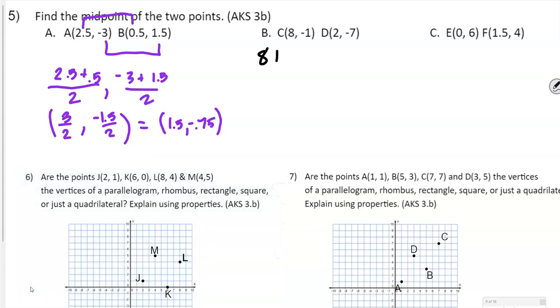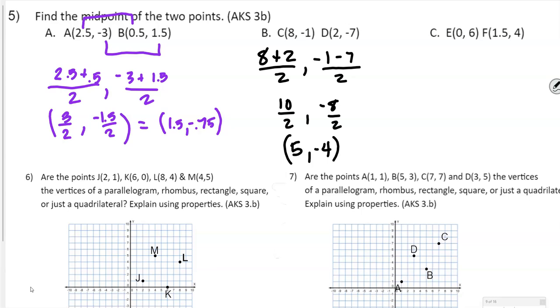So we're going to do 8 plus 2 divided by 2 and negative 1 minus 7 divided by 2. Notice I don't add a negative because adding a negative is just subtracting. So this is going to be 10 divided by 2. This is going to be negative 8 divided by 2. So this is going to be 5 comma negative 4, isn't it?